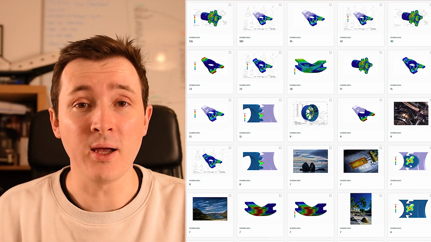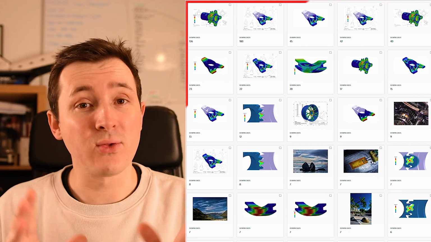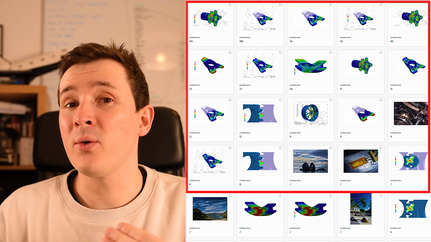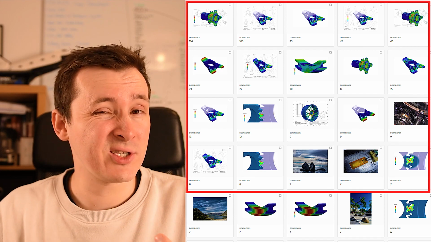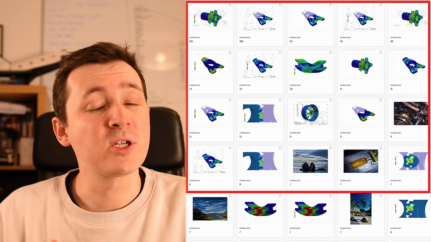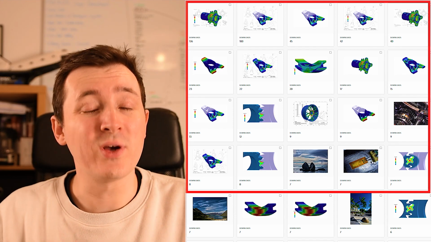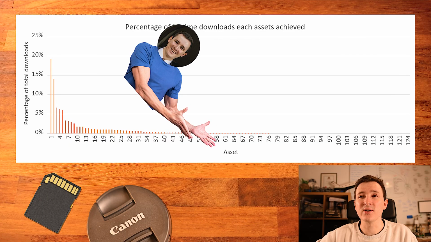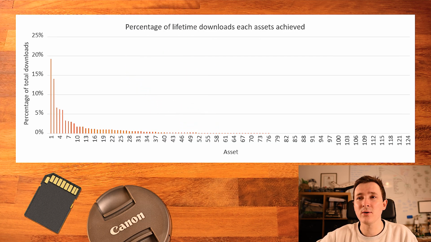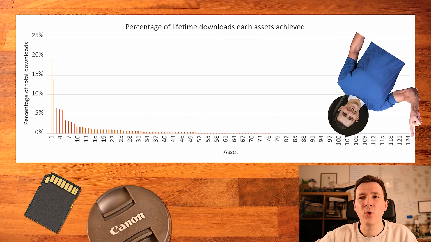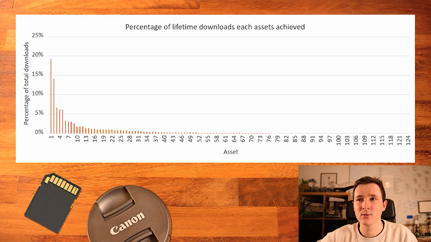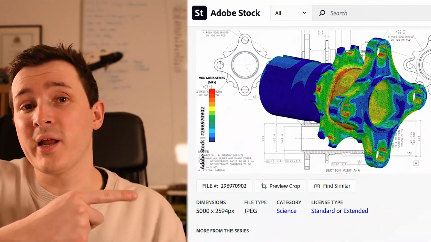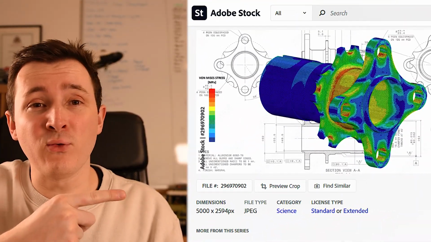Now stick with me here. What this graph is going to show is that these 20 images accounted for about 80% of the downloads, and therefore earnings if you like. So this is the Pareto Principle going on. I would expect other people's portfolios to follow a similar trend. So this x-axis has the assets with the highest downloads at number 1, up to 125, which is the asset which has the fewest downloads. So asset 1, this one here, accounted for 20% of all earnings.